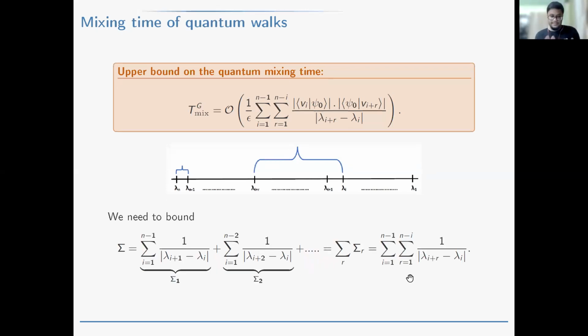So in this talk, we'll consider this summation, where we are concerned with nearest eigenvalues, like adjacent eigenvalues. We'll call this sigma 1, this one sigma 2. So essentially, if we want to bound sigma, what we have to bound is the sum over these sigma r's, which gives you back this expression, right?